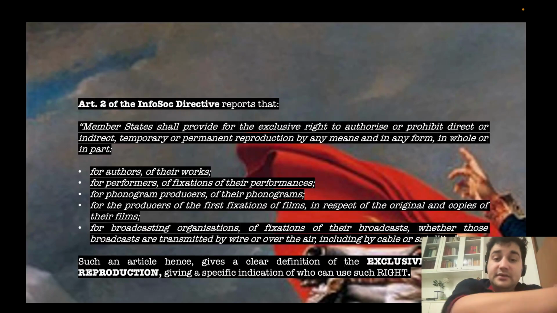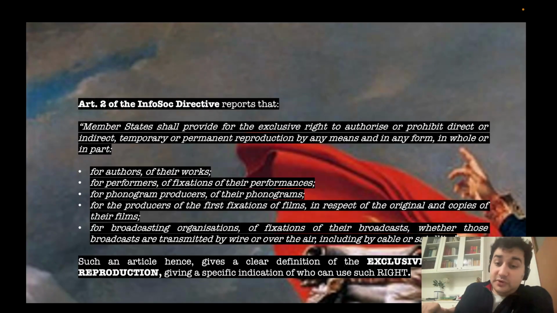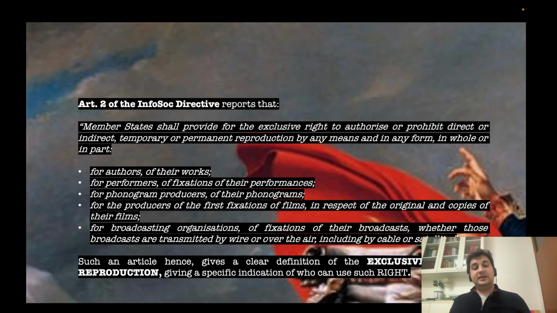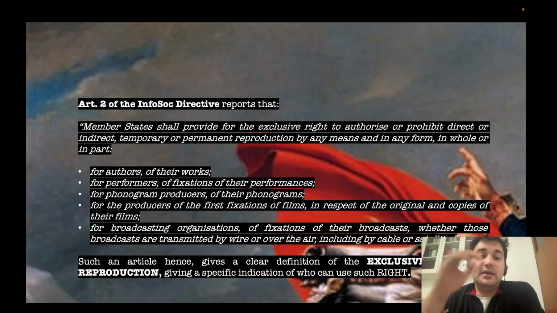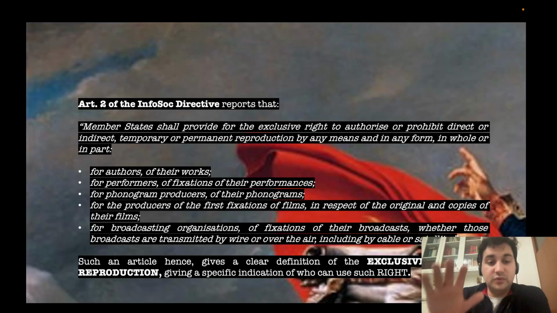So, let's start from the reproduction right that is mentioned in Article 2 of the Information Society Directive, and that mentions that member states shall provide the exclusive right to authorize or prohibit direct or indirect, temporary or permanent reproduction by any means and in any form, in whole or in part, to all these categories. Basically, pretty broad.